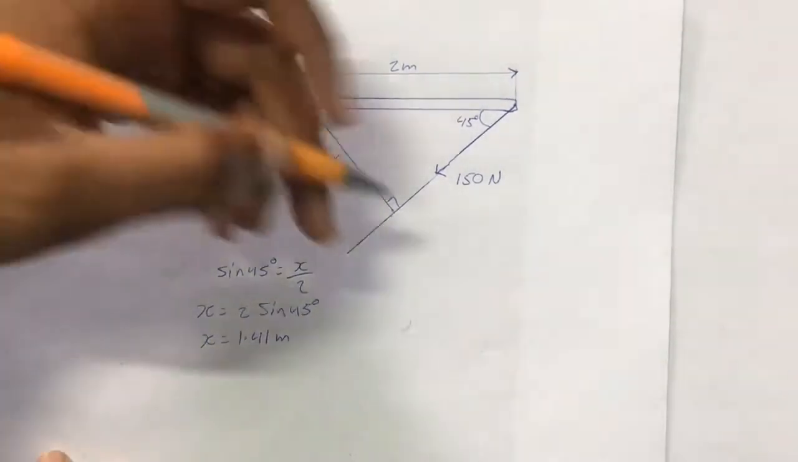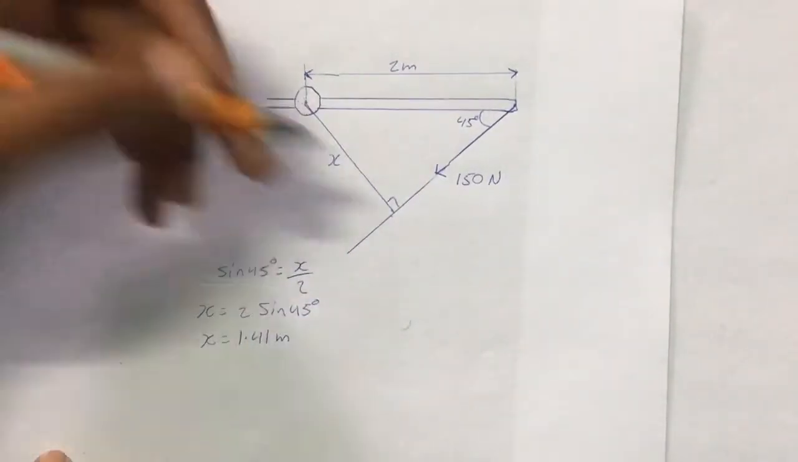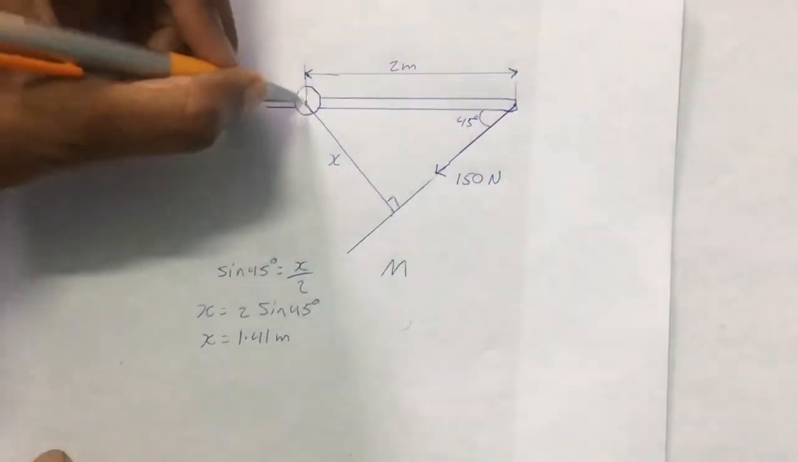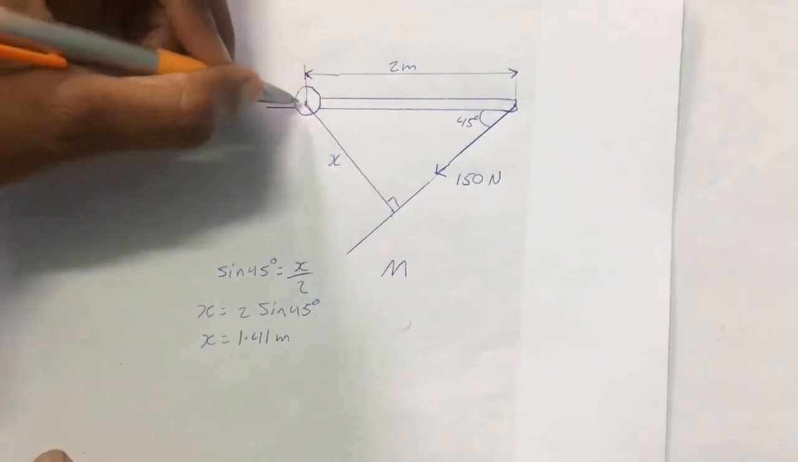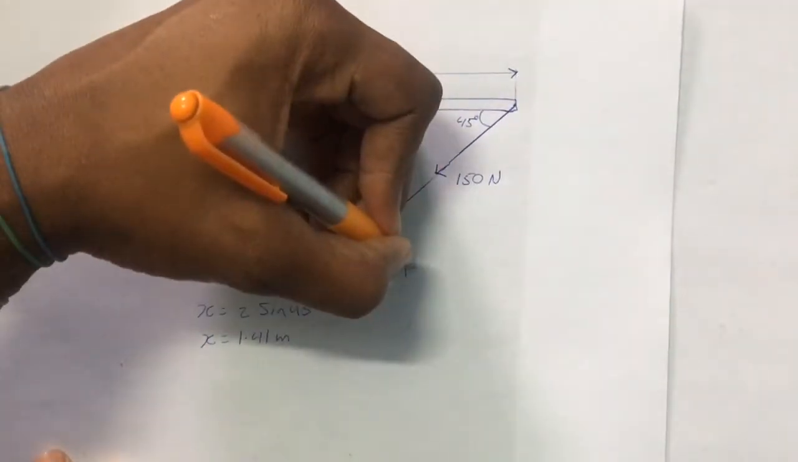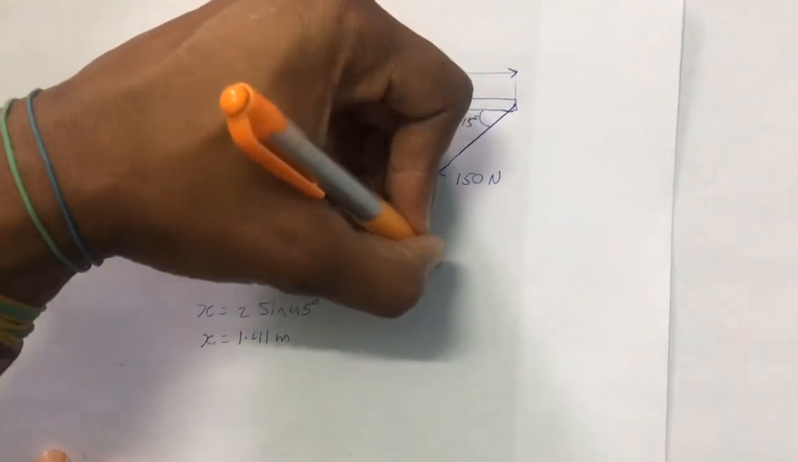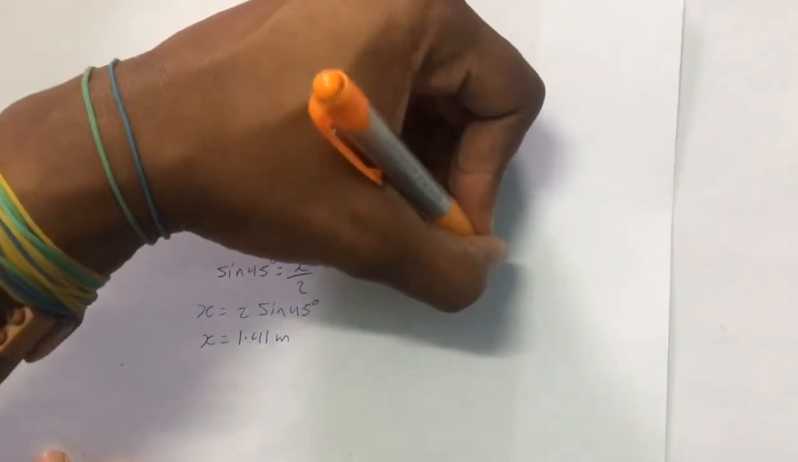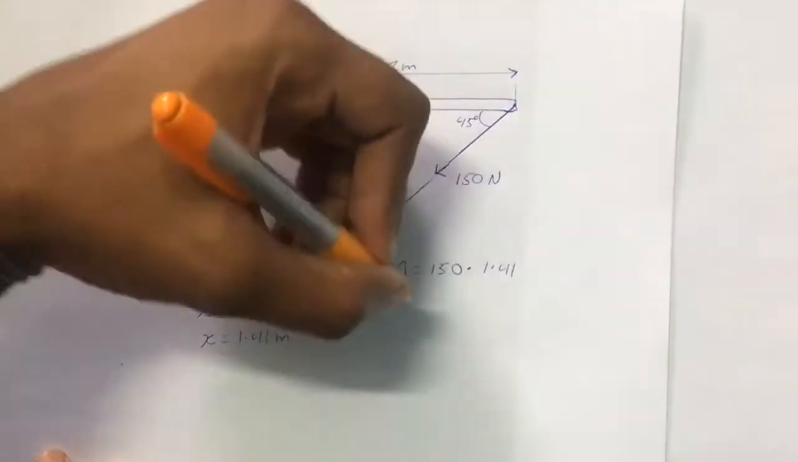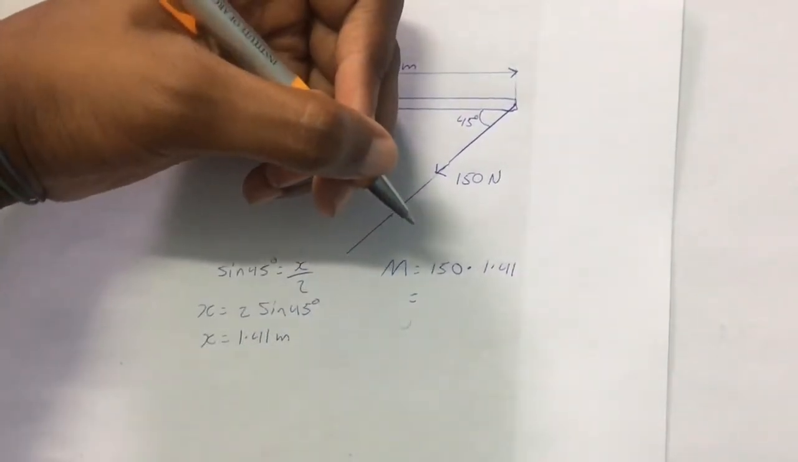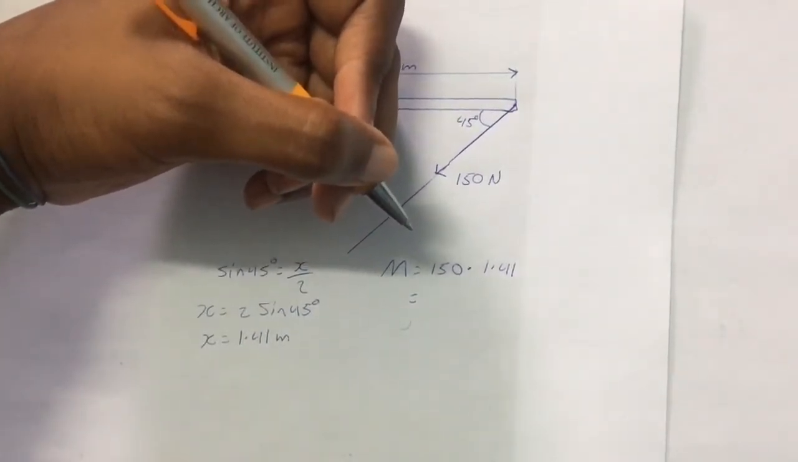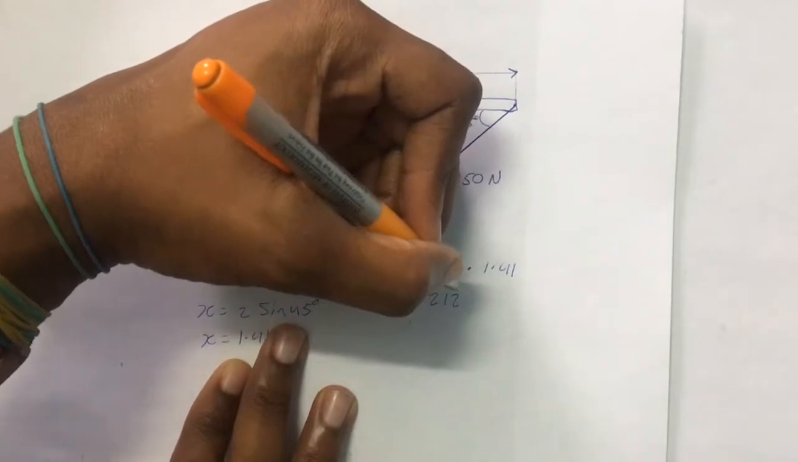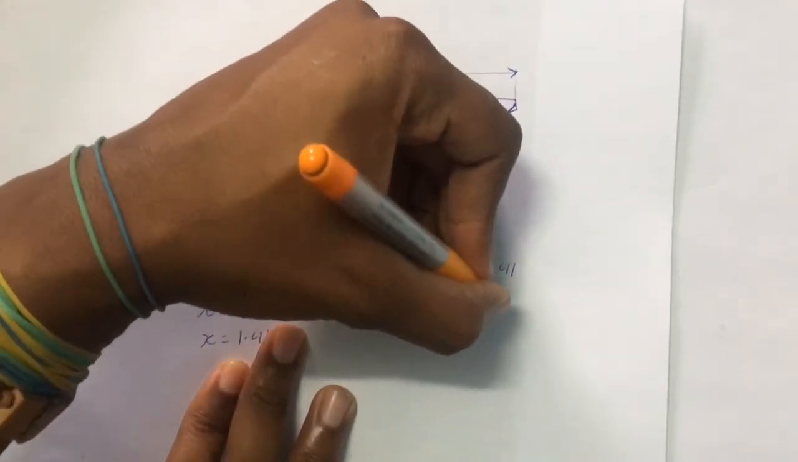So from there, we can say that 1.41 meters, we can calculate the moment now. The moment about the nut, the pivot point at the lever, is equal to the force 150 times the moment arm, which is 1.41 meters. So that would be equal to 212, we'll just round it off, Newton meters.